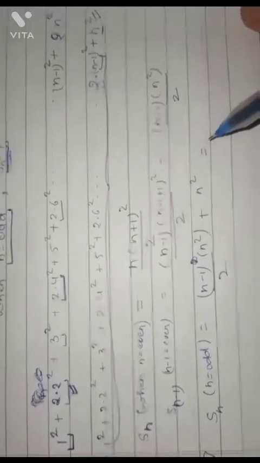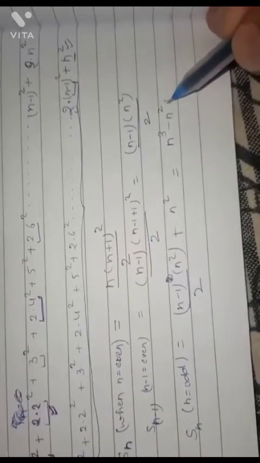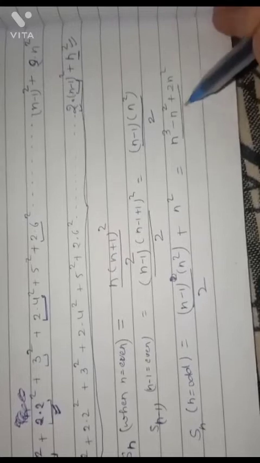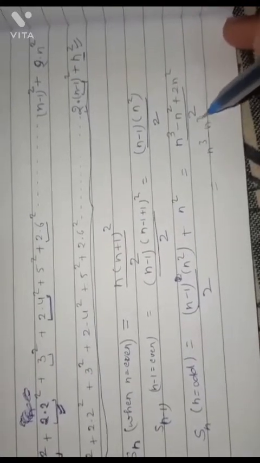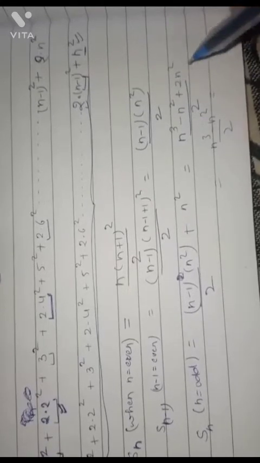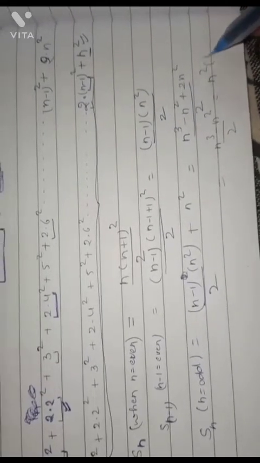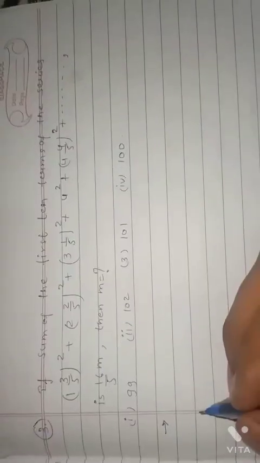So the answer is n cube minus n square plus 2n square divided by 2, and that is n cube minus n square divided by 2, and that is n square into n minus 1 divided by 2. Now we have the third question.